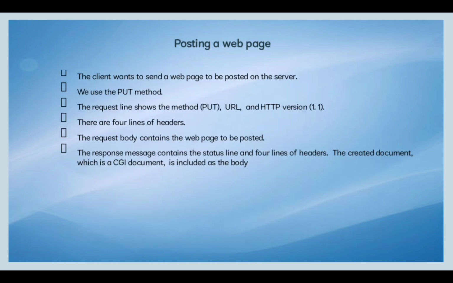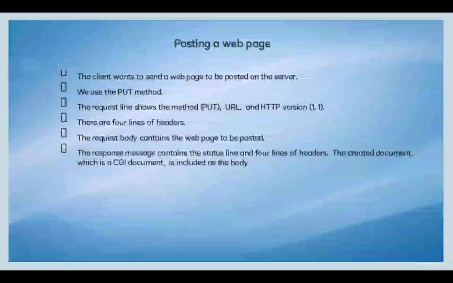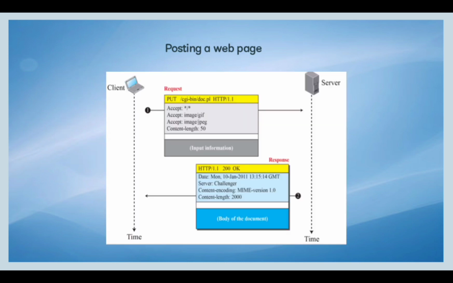Posting a web page. The client wants to send a web page to be posted to the server. We use the PUT method. The request line shows the method PUT, the URL and HTTP version 1.1. There are four lines of headers. The request body contains the web page to be posted. The response message contains the status line and four lines of headers. The created document, which is the CGI document, is included as the body. Posting a web page.